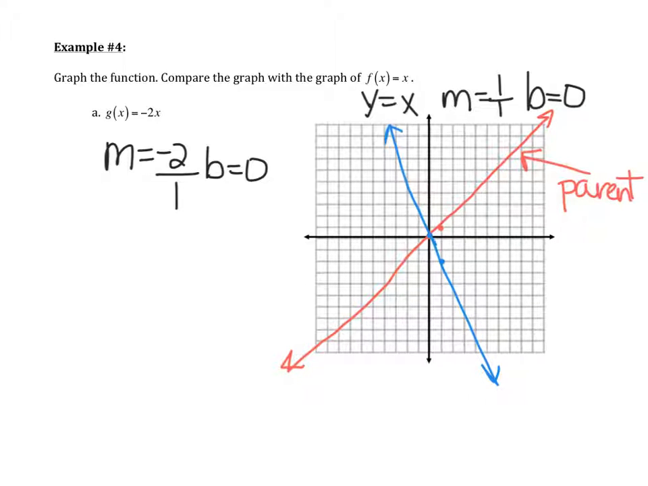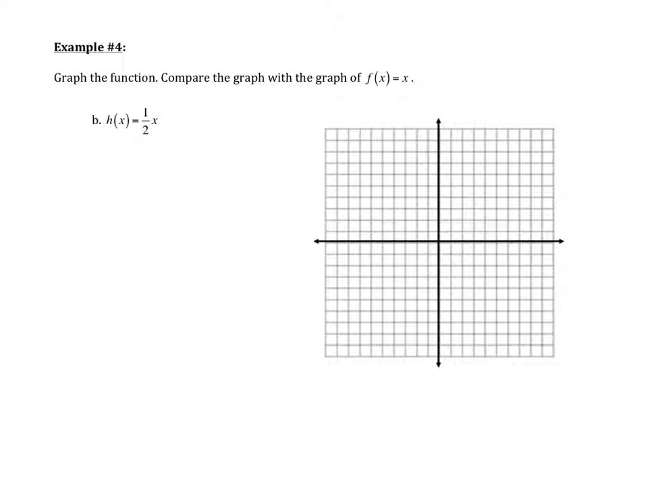Let's look at another example. So this one's part B. It still says graph the function, compare the graph with the graph of f of x equals x. So remember, that means that I have y equals x.